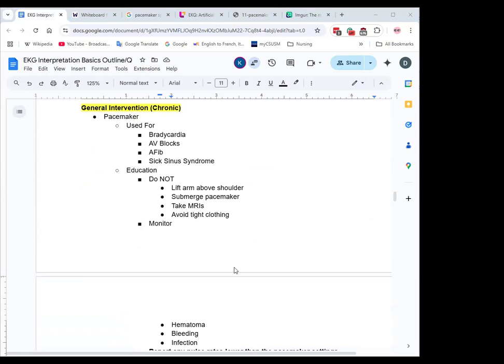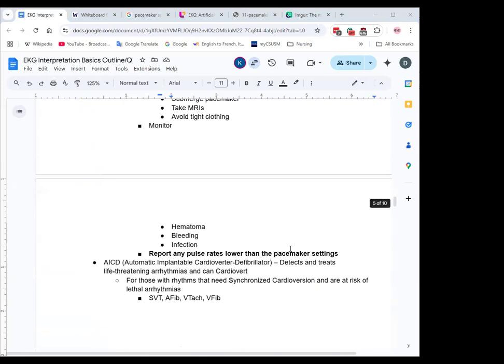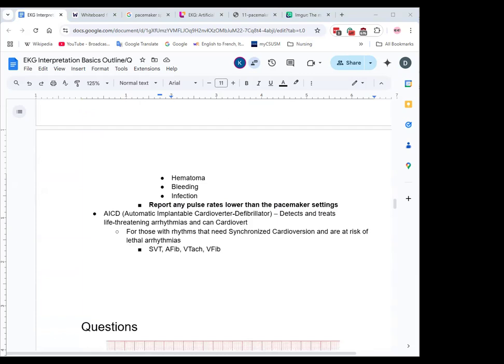Wait, what about the AICD? The AICD, I kind of already listed here. Okay. I didn't really add anything else. I think that's what that was there for. I kind of just did others, just like for AFib.